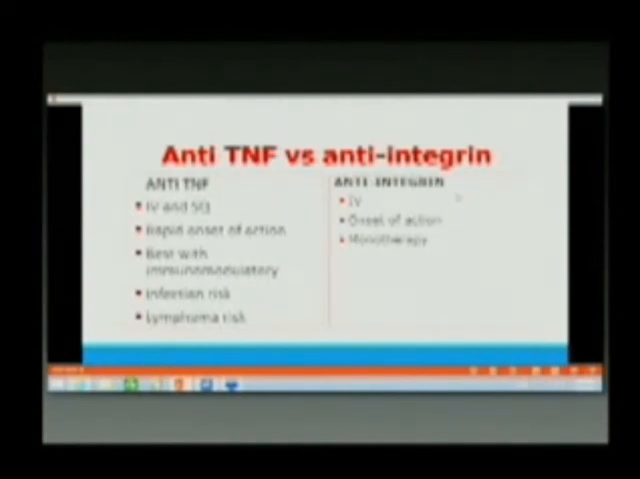I suppose for your anti-integrin, especially your vedolizumab, only given IV, there's delayed onset of action. Presently, there are no studies showing an advantage of giving immunomodulators with your vedolizumab. But if you look at retrospective trials wherein vedolizumab was given to patients already on azathioprine, there was no increased advantage, at least in those areas, in the mucosal healing or in the response rate.